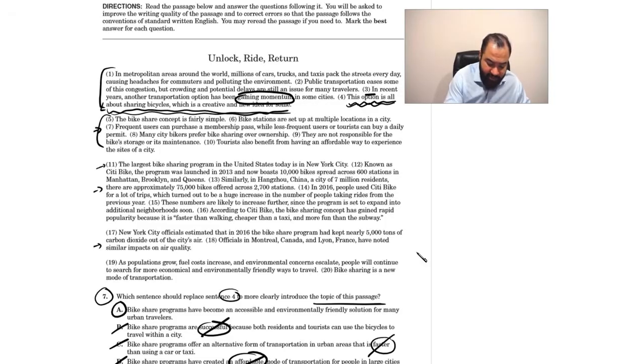If you read sentence 11, it says the largest bike sharing program is in the United States. So it's about the bike sharing programs in the United States, and then it gives so many evidences, you see the numbers telling how big it is in the United States. Now sentence 17 says New York City officials estimated that in 2016 the bike share program had kept nearly 5,000 tons of carbon dioxide out of the city air. So it looks like how the bike sharing program helps the environment. And at the end, it's just a conclusion, meaning repeating what's happening, restating. So now you see how we have to deal with the topic sentence questions.